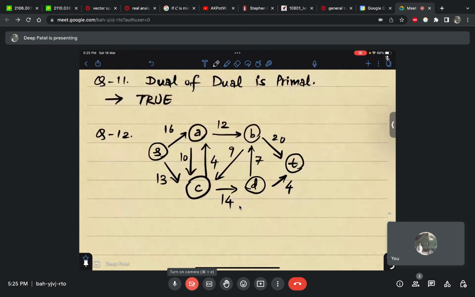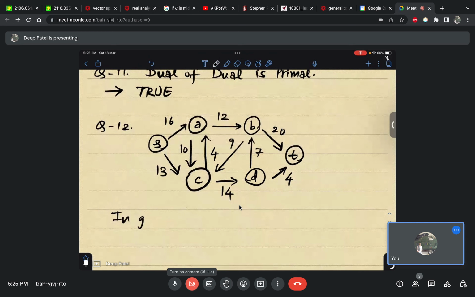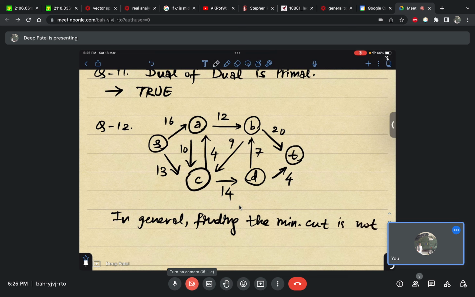Now in general, finding the min cut is not trivial. Not trivial means not easy, it's just the English meaning, not intractable.